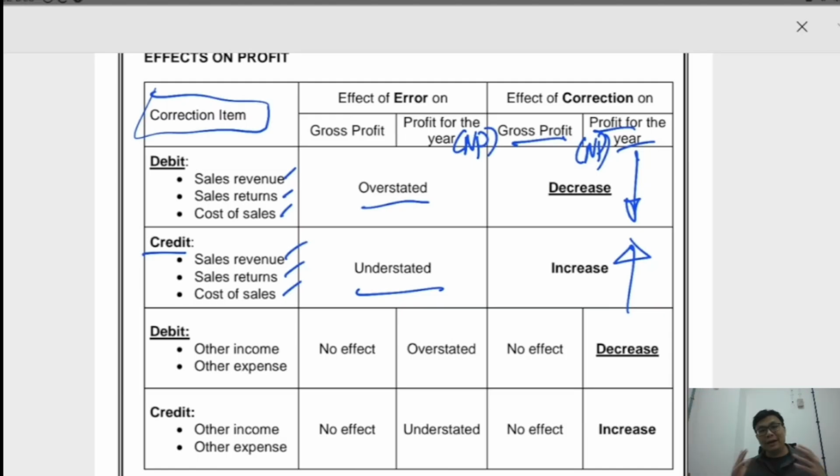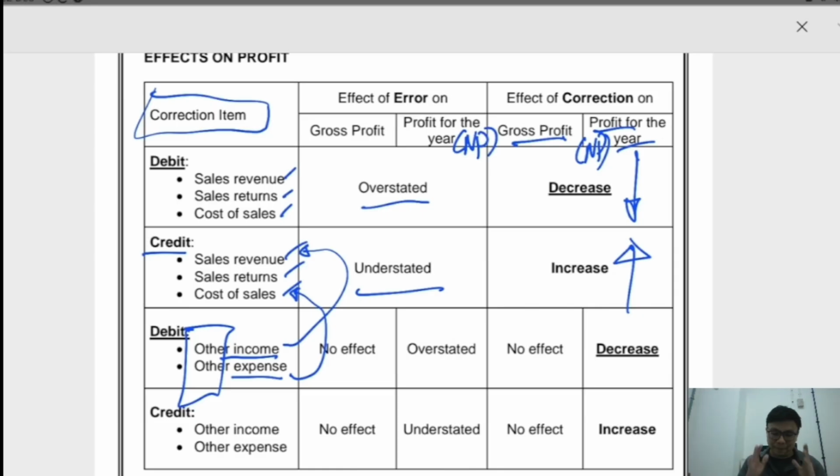Now, with that, let us look at the other two line items, which are income and expenses. Other income and other expenses. So the keyword here is other. You will realize that other income, essentially, is referring to a similar nature, just like sales revenue. And other expenses, the similar nature will be your cost of sales.